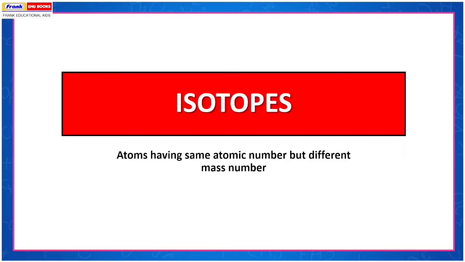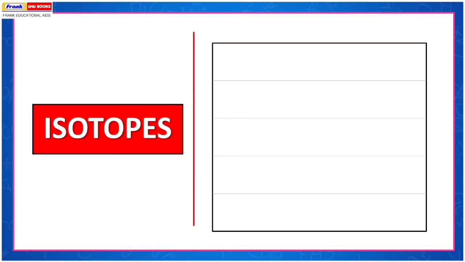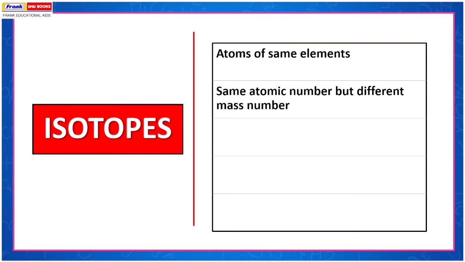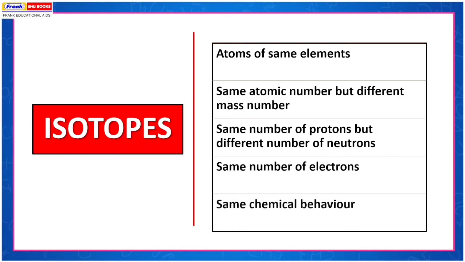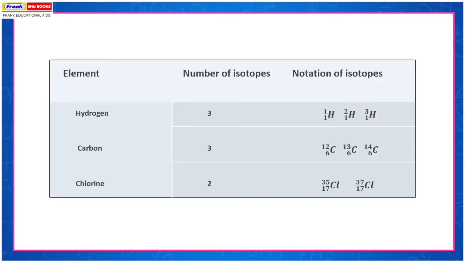Isotopes. Atoms having the same atomic number but different mass number. Isotopes are atoms of the same element which have the same atomic number but different mass number. That is, they have the same number of protons but different number of neutrons. They have the same number of electrons and also show the same chemical behavior. Examples of isotopes are hydrogen, carbon and chlorine. Hydrogen possesses 3 isotopes, carbon possesses 3 isotopes and chlorine possesses 2 isotopes.